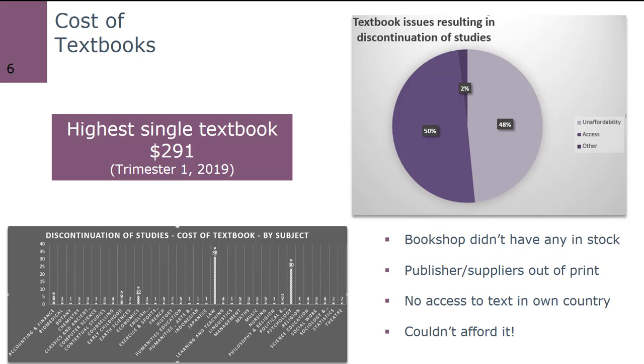Some of the reasons that students discontinued studies were that they found it hard to actually get hold of the textbooks in the first place. Sometimes the bookshop didn't actually have any in stock. Publishers and suppliers were out of print. There was no access to the textbook in the country in which the student was residing, and then finally the students couldn't afford it. So access to the textbooks in time for the start of trimester was one of the bigger issues for students in continuing their study.